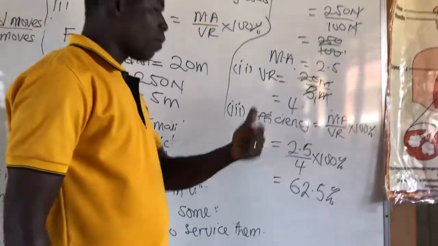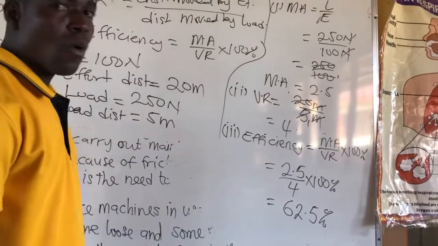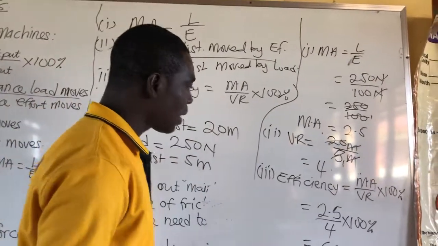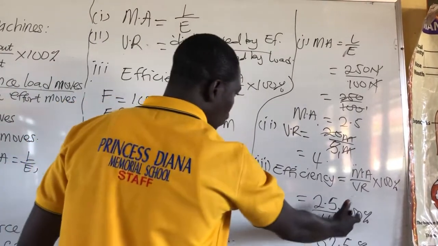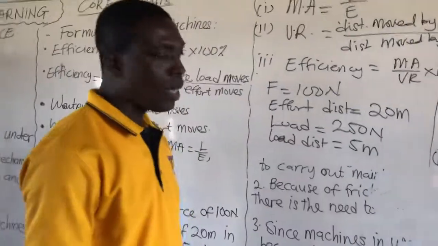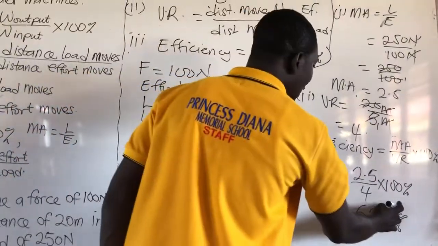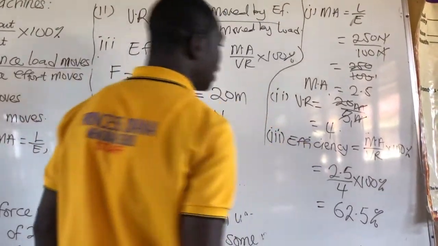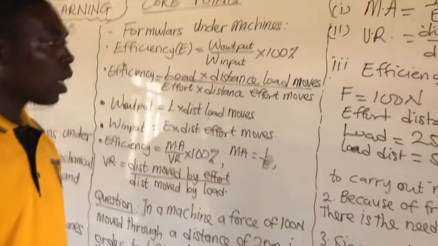Now we are good at mathematics, and therefore you can manipulate this simple mathematics here. 4 goes into 100 how many times? 25 times. Then multiply it by 2.5, which gives 62.5%. So this is our efficiency for the machine. It means that the machine can work well.